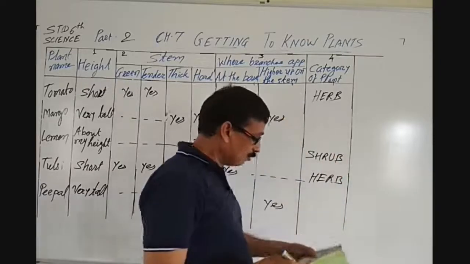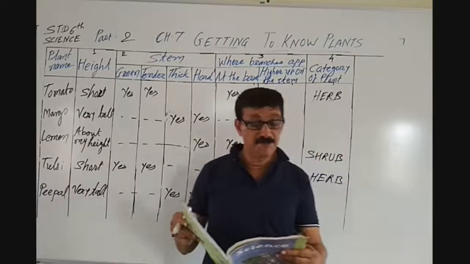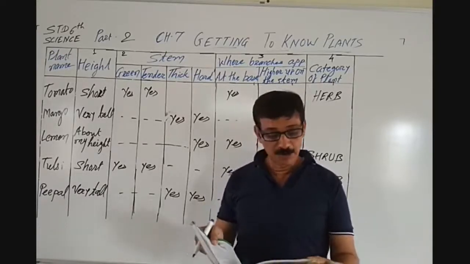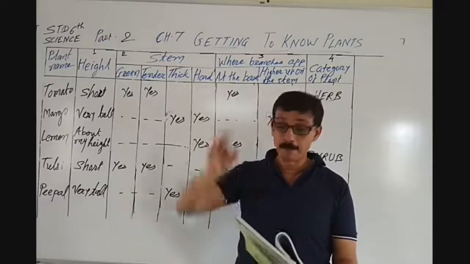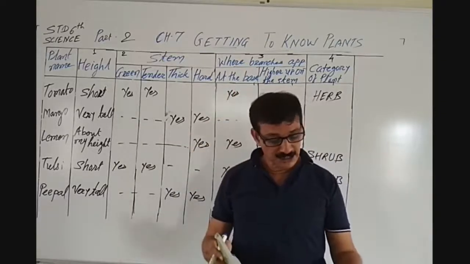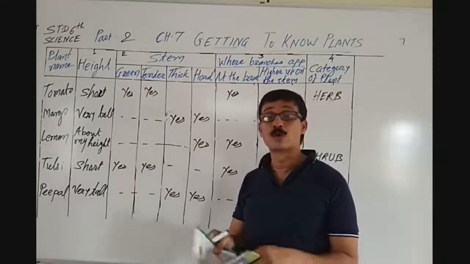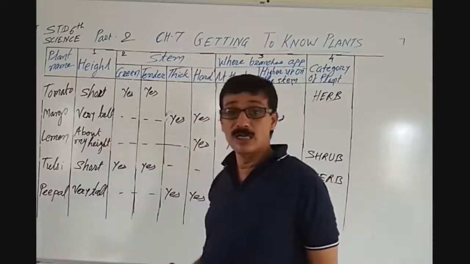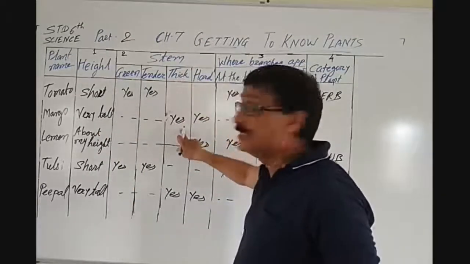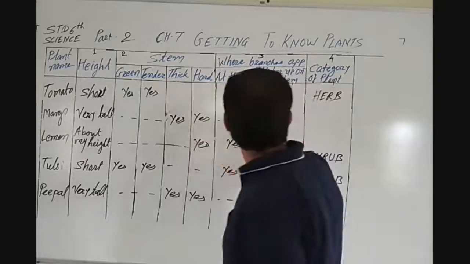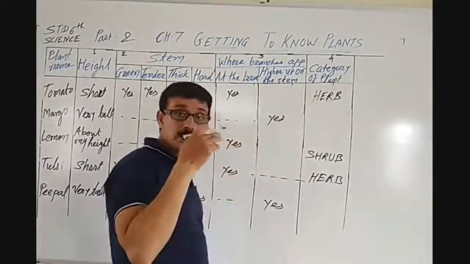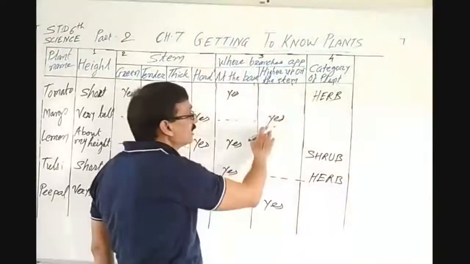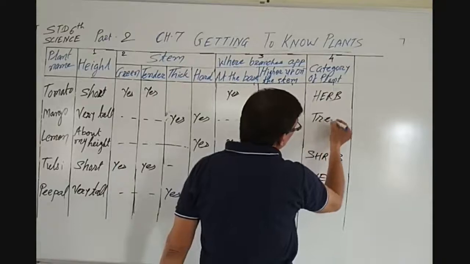Isn't it? Now, the third one. Some plants are very tall and have hard and thick stems. The stems have branches in the upper part, much above the ground. Such plants are called trees. Now here, see, this mango tree is very tall, the stem is thick, hard and high. The branches appear higher up on the stem. So this is a tree. Okay.